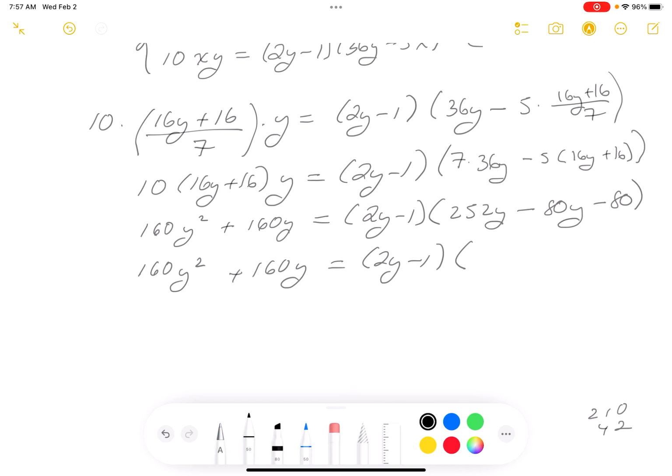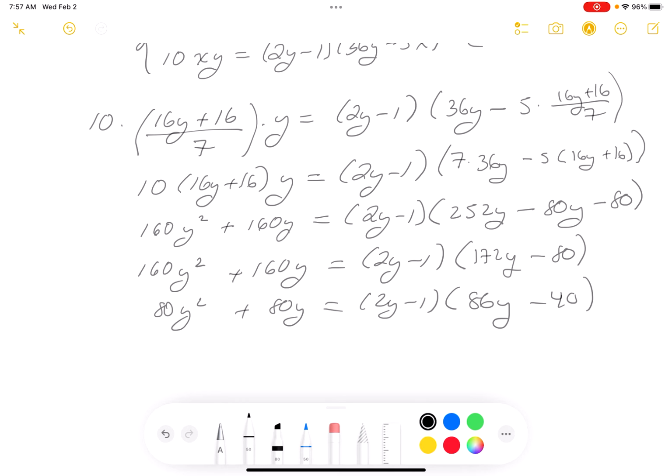Well, let's see, what's that going to give me? Let me get my eraser out. Let's see, 172 minus 80. You know what I'm going to do? I'm going to divide both sides by 2, just to make the number smaller for me. 80y squared plus 80y equals 2y minus 1. And 172 divided by 2 would be what? 86, right?